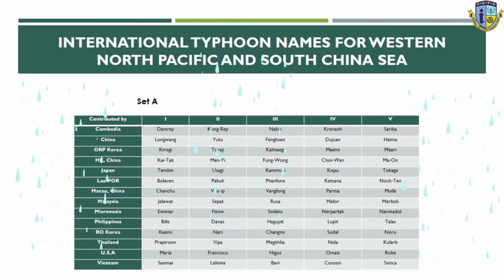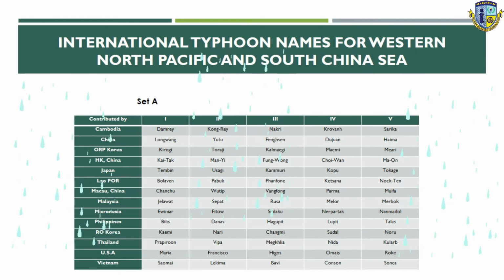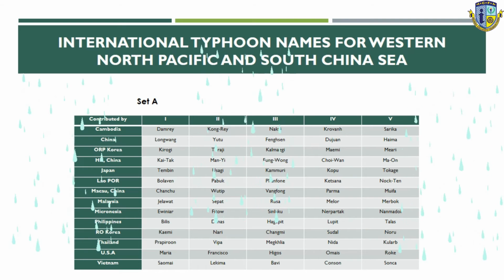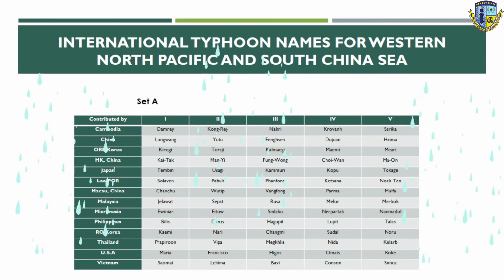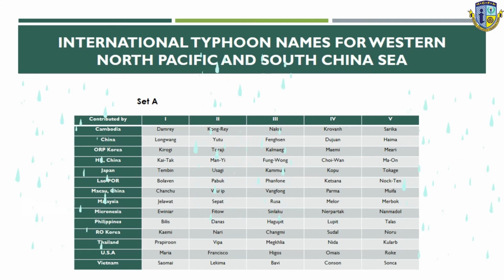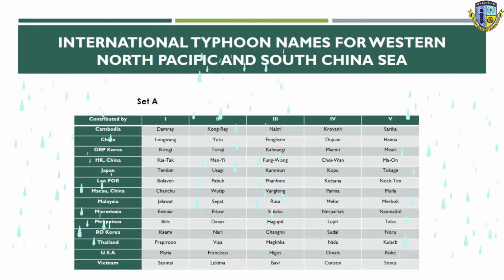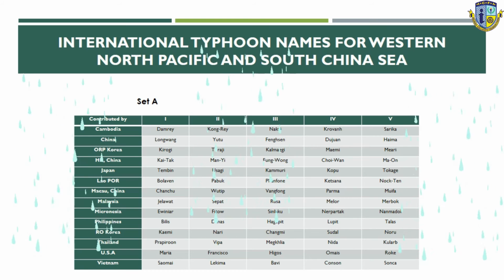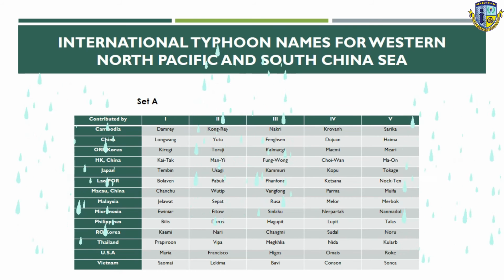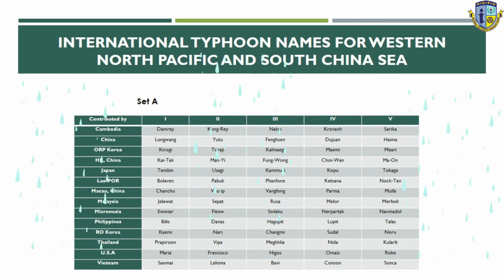The names were proposed by the member countries and included names of men or women, fruits, animals, flowers, and others in the native language of the member countries. The names of typhoons are not arranged in alphabetical order but according to the alphabetical order of the member countries which compose the committee.